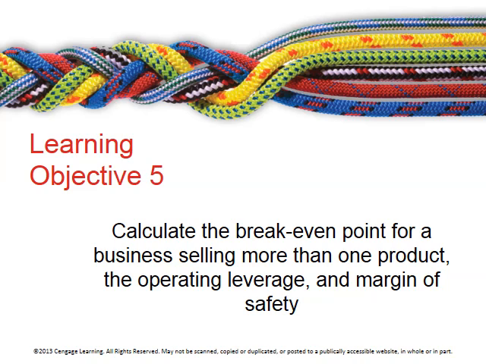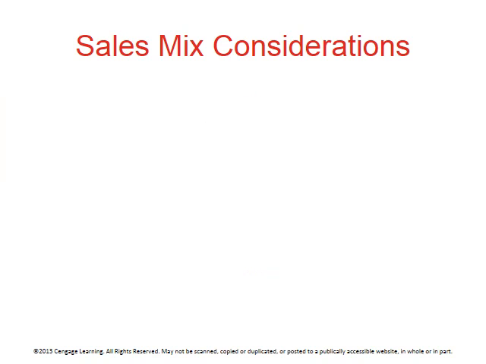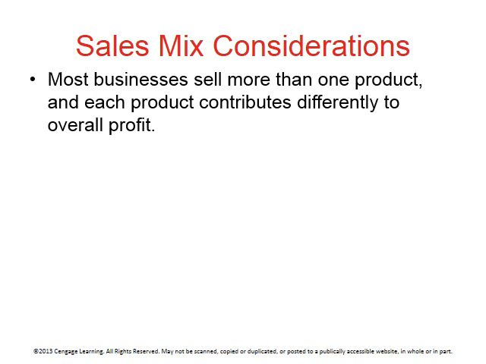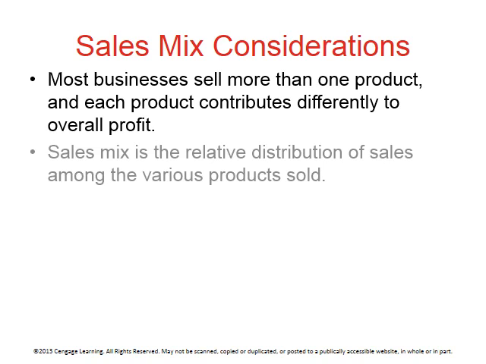We're going to look at the break-even point for a business selling more than one product, operating leverage, and margin of safety. So what a sales mix is, you've got to figure most businesses sell more than one product. The sales mix is the distribution of sales among the products sold. So if you sell 10 units total, which comprised 2 units of product A and 8 units of product B, your mix would be 20% and 80%.